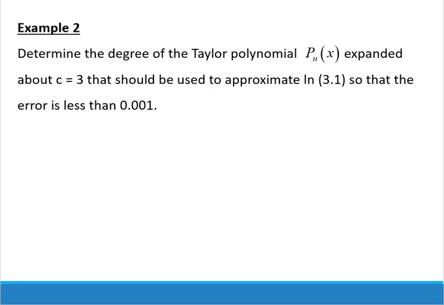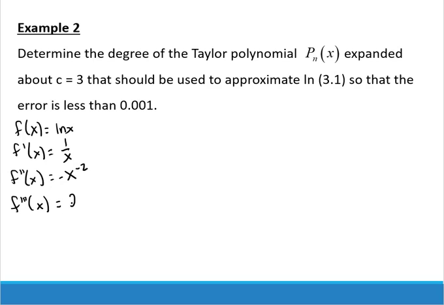Let's see if we can come up with a pattern. Our function is ln of x. Our first derivative is 1 over x. Our second derivative is negative x to the negative 2. Our third derivative is 2x to the negative third. Our fourth derivative is negative 6x to the negative fourth. So hopefully you're seeing something of a pattern here.